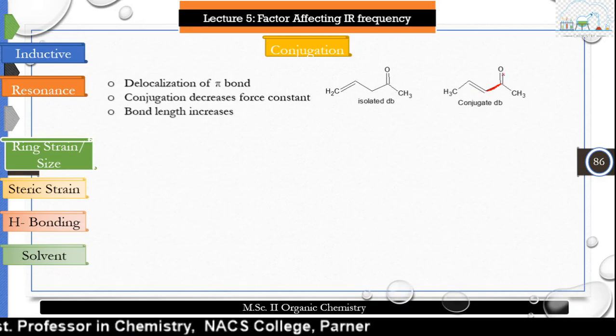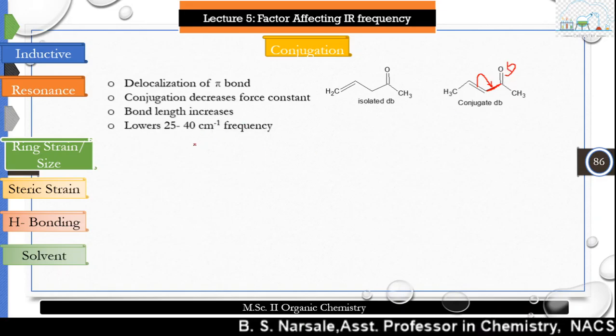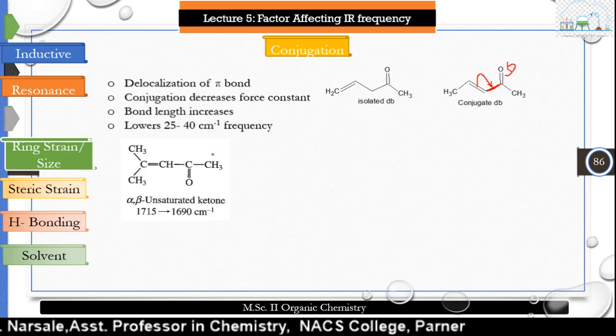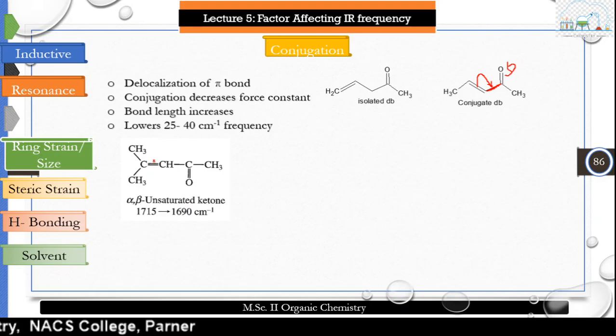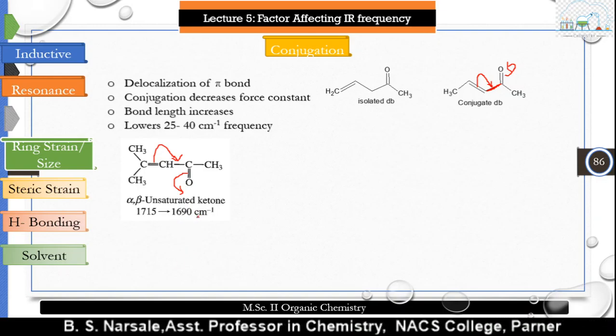The bond length of the carbonyl group increases, as the double bond donates electrons and the carbonyl pulls electrons towards itself, so the bond length increases and the IR frequency is lower by about 25 to 40 centimeter inverse. Now look, this is for alpha beta unsaturated ketones. The double bond donates electrons to the carbonyl, and the carbonyl pulls them to the oxygen. Bond length increases, bond strength decreases, and the IR value decreases.